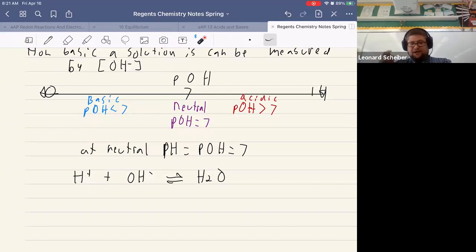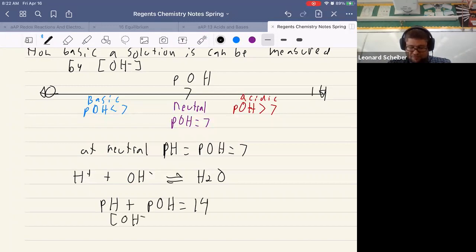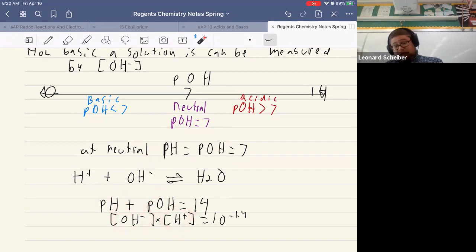And from that, we can derive a new mathematical equation, super easy. All it says is that pH plus pOH equals 14. Or the concentration of OH minus times the concentration of H plus equals 10 to the minus 14. Where am I getting 14 from? Well, at neutral, that's 7 and that's 7, right? Or that's 10 to the minus 7, that's 10 to the minus 7. So we can convert between pH and pOH using this formula. Let's practice.